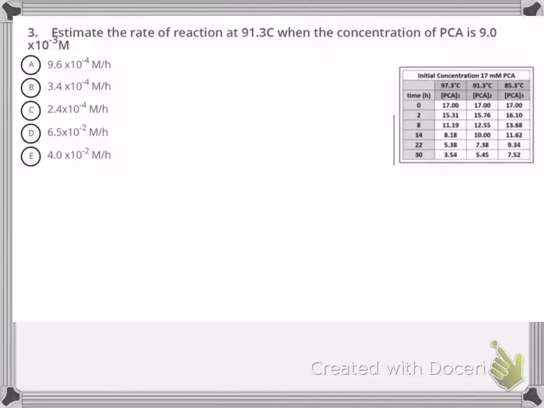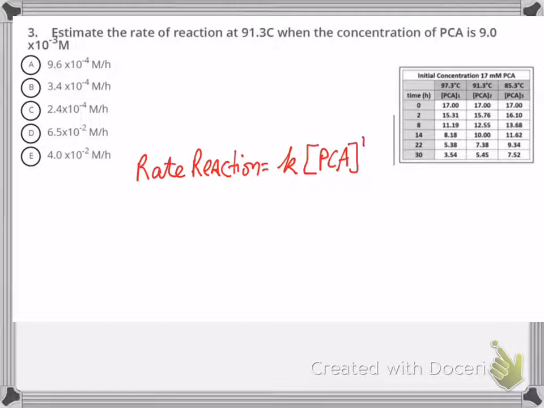Okay. So let's go to 3. Question 3 asks us to determine or estimate the rate of reaction at 91.3 degrees when the concentration is 9 times 10 to the minus 8 molar. All right, so one of the things we need to do is recognize that the reaction rate, since it's first order, is equal to K times the concentration to the first power. So we need to know K at 91.3.